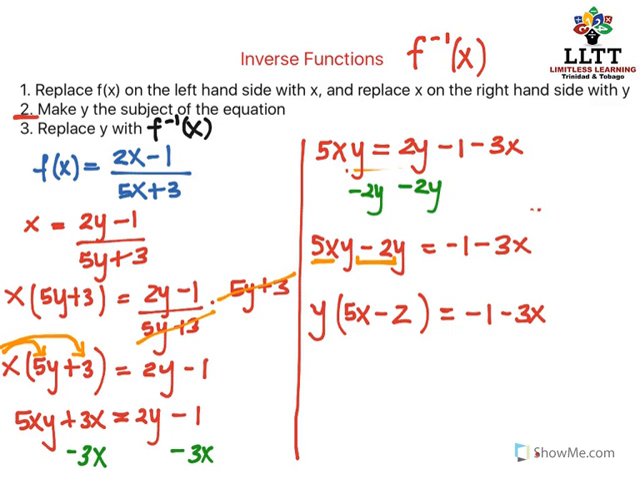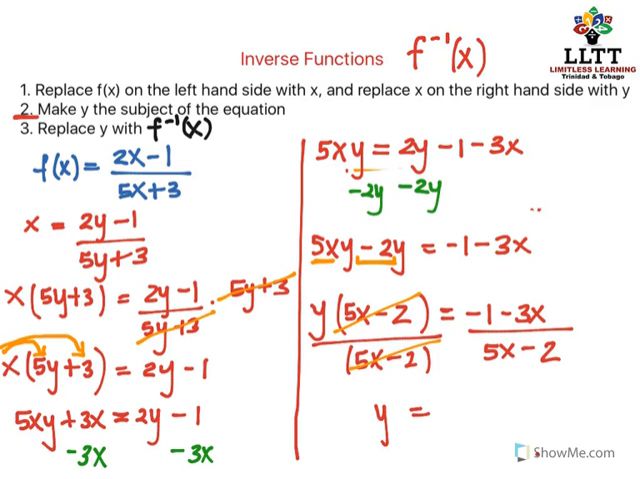I want to have y by itself. So what I can do here is divide both sides by 5x minus 2, so I can just have y alone on my left-hand side. So I'm going to divide by 5x minus 2, and then here I'm going to also divide by 5x minus 2. These will cancel with each other, giving me y is equal to negative 1 minus 3x, all divided by 5x minus 2.